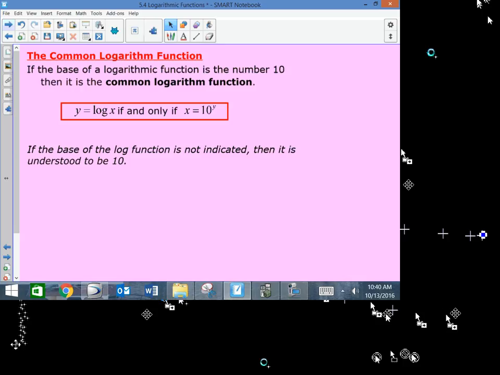Okay, common logarithm. All right. I've already exposed this. The common logarithm, if you see that log button on your calculator and there's no base, nothing is written, it's 10, and we talked about why, because of our decimal system. So, again, just to reiterate, if the base of the log function is not indicated, it is assumed to be 10.